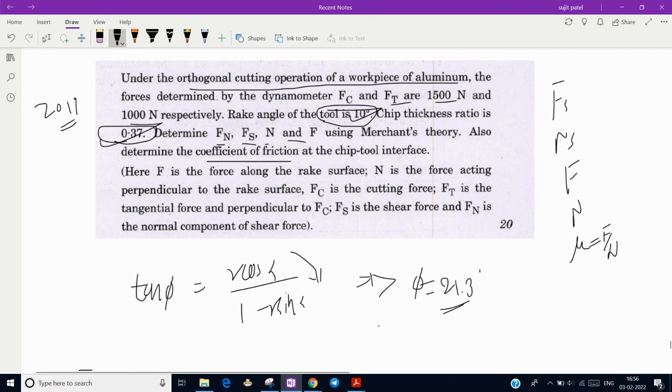The only thing is you need to remember the formula. So this is again a 20 marks, very easy question. You can score this kind of question very easily.